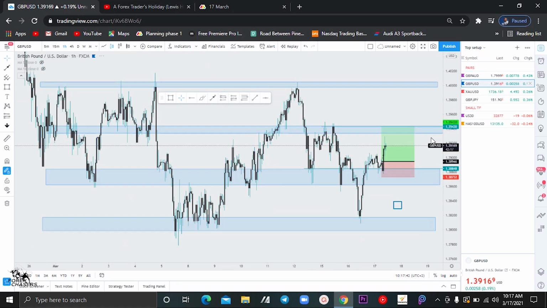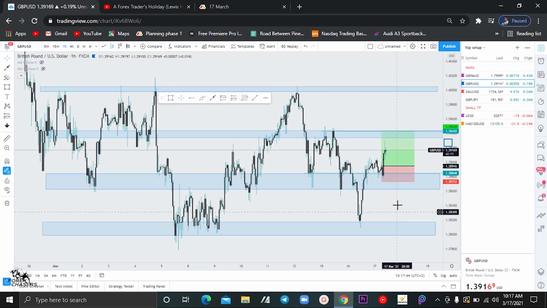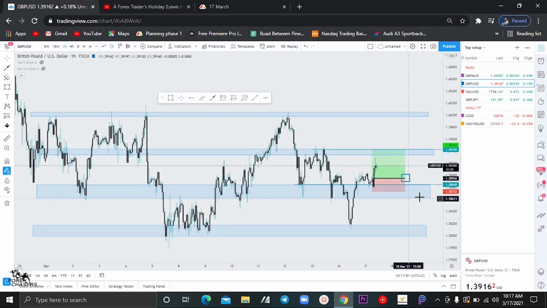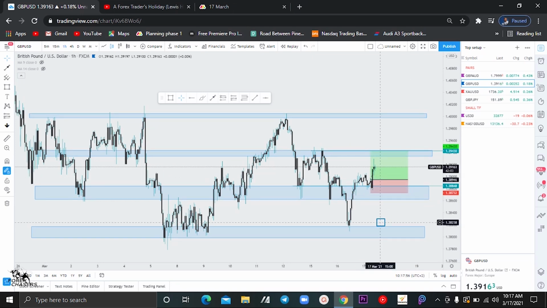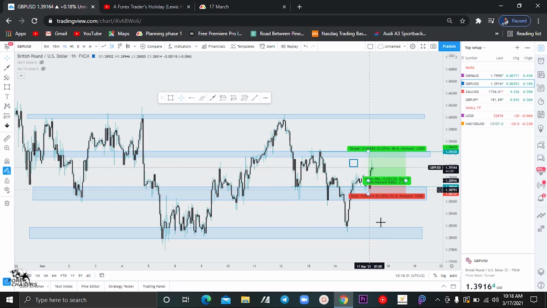So I'm just gonna shift to pound dollar. So I'm currently in this trade, guys. I'm currently on this trade, moving pretty nice. So you can clearly see we have a support here.